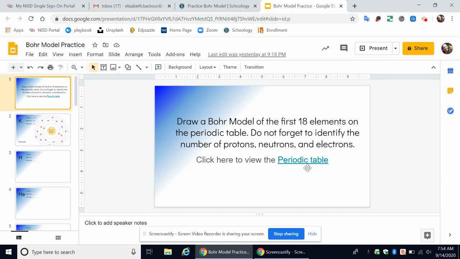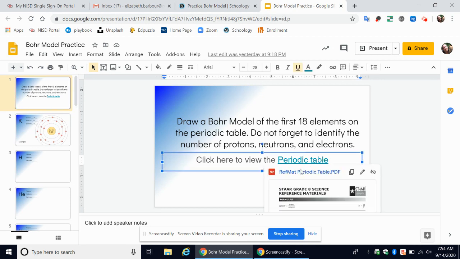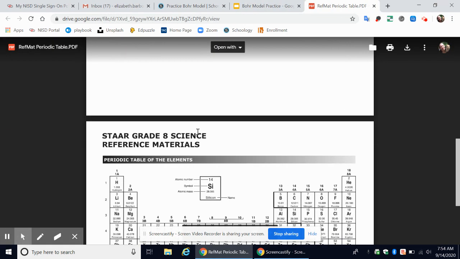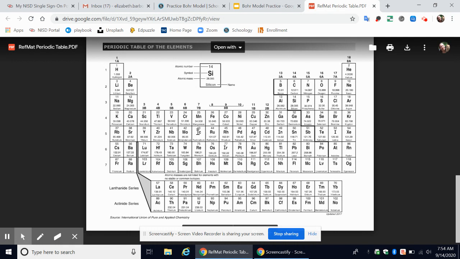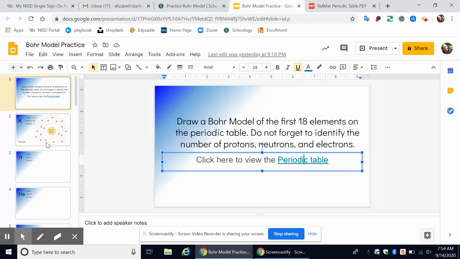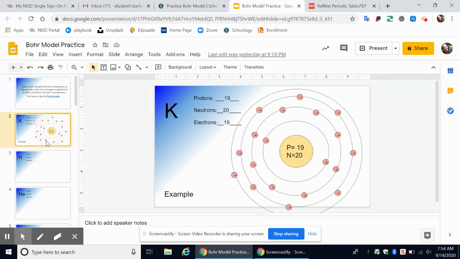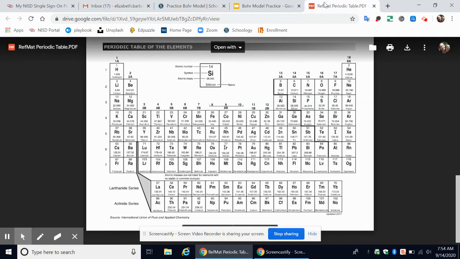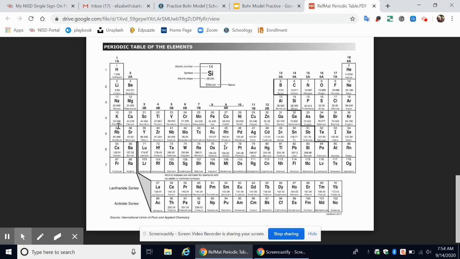So if you need the periodic table, if you click on this link, it'll send you straight to the copy of the periodic table, which is on the second slide. You're going to need this for the entire assignment. So I have an example on slide 2 for you, and this is of number 19. And number 19, if we look on the periodic table, it is K, which also stands for potassium.